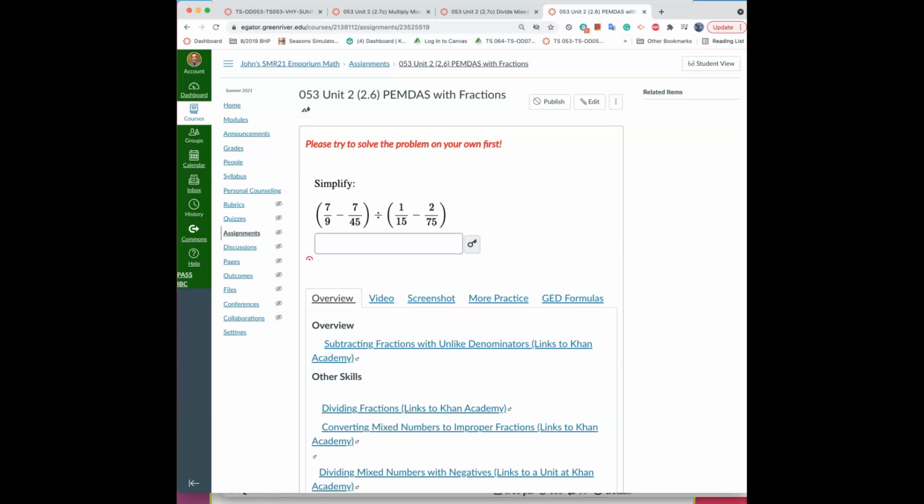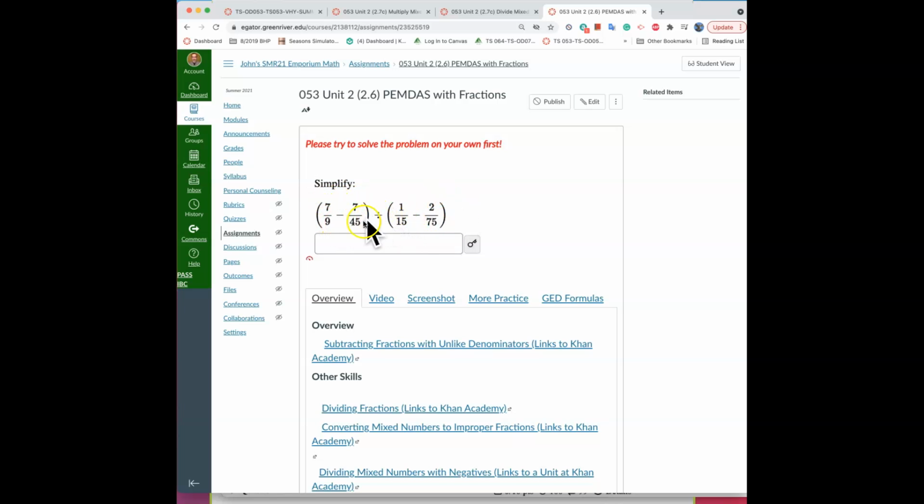Hello everybody. Next we're going to take a look at a PEMDAS problem with fractions. This problem can be divided into a fraction subtraction problem and another fraction subtraction problem. And then after that we have to do what's in the parentheses first, starting with the parentheses on the left, then with the ones on the right.